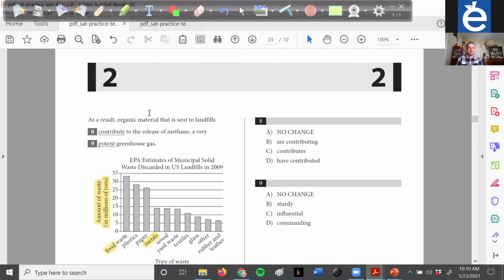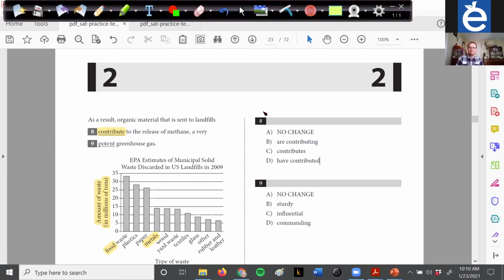Okay, yep, we read all of that. As a result, organic material that is sent to landfills contribute to the release of methane, a very potent greenhouse gas. So let's look at 8 first. Landfills contribute. Okay, so we're being asked not about different words, but about the different tenses of those words. And what I just said is a great example of how not to do subject-verb agreement. Because we always want to say things like, that's the way the cookie crumbles. We never want to be caught saying, that's the way the cookie crumble, or that's the way the cookie have crumbled. Those just don't make sense in English.